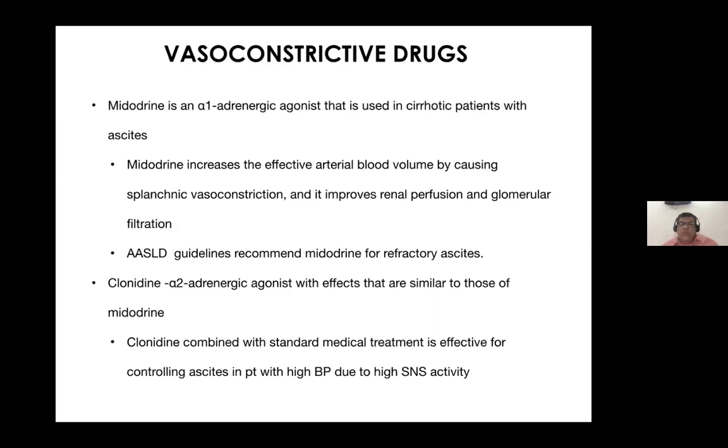So a very small subgroup of patients, especially young patients, young cirrhotics in their 30s and 40s, it is not unusual to find some of them having a blood pressure of 160, 170, 180 systolic, and that is where you struggle to control their ascites. Their renal function is very brittle, and there you can use clonidine effectively. Midodrine, of course, helps because it increases the blood pressure.